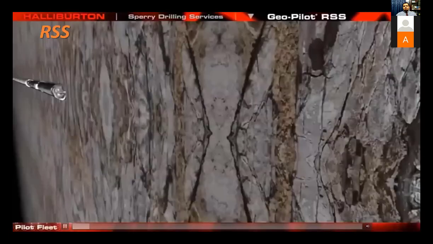Is it working now? As part of the pilot fleet of automated drilling systems, the Geopilot is the industry's most proven point-the-bit rotary steerable system.